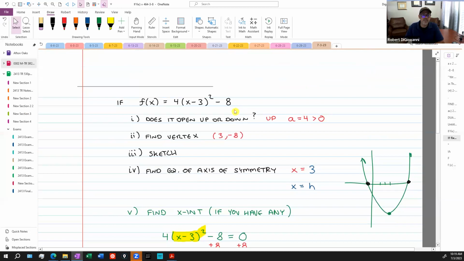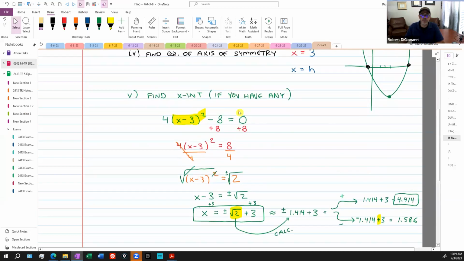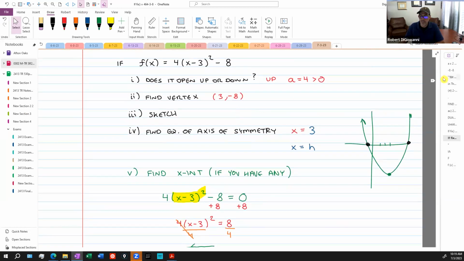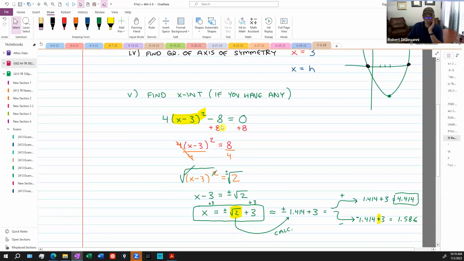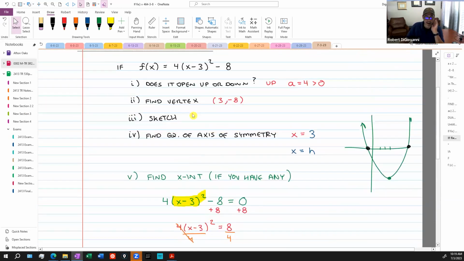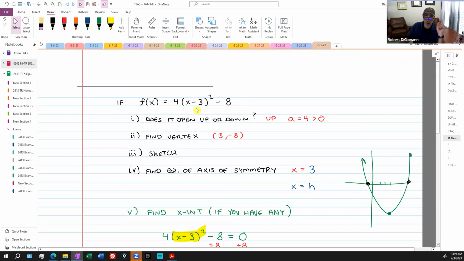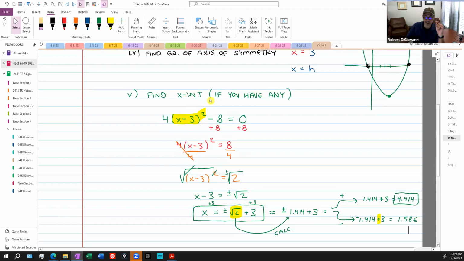Questions on this? So let's just talk about what I did one more time. Whenever you have it in this form of a vertex form, to find the x-intercepts, you move this number over, you divide by the a, you do square root on both sides, plus or minus, and then you get the decimal answers.